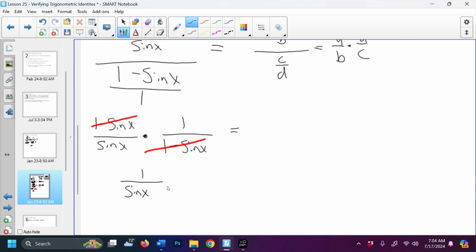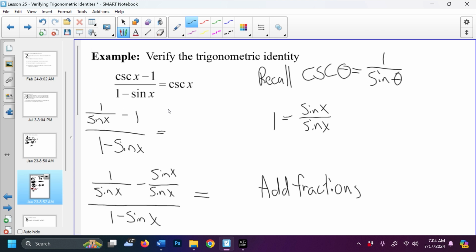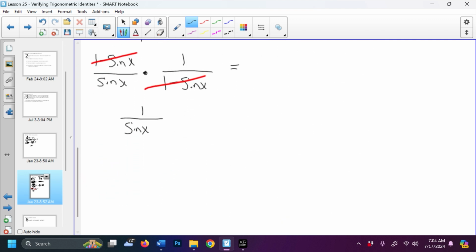And this is fairly simple, so let's go back up and say, what am I trying to get this to equal to? I'm trying to get it to equal cosecant x, and I know that 1 over sine theta is equal to cosecant theta, so in this last step, I can say that this is cosecant x.